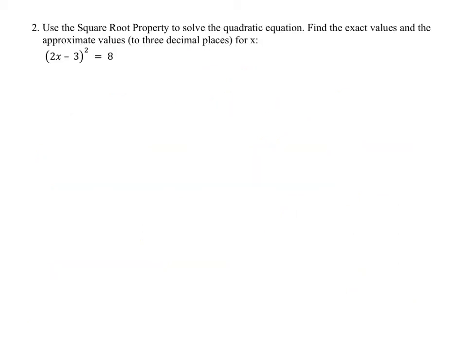Last but not least, we're going to do the same thing. We're going to find the exact values first and then get approximate to 3 decimal places this time. So I'm going to take the square root of both sides. This one is challenging, but we don't care. We can do it. Good? So this will be 2x minus 3 is equal to plus or minus the square root of 8. Okay, so you guys, this is what I'm going to do. I'm going to do everything at once, and then I'm going to show you how to separate.